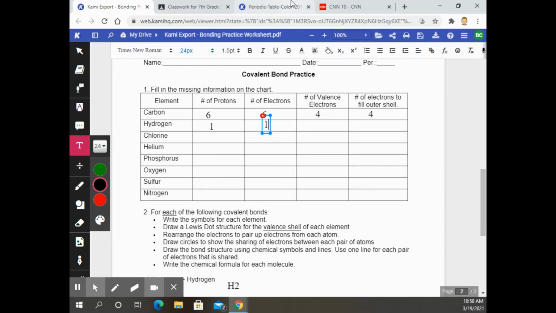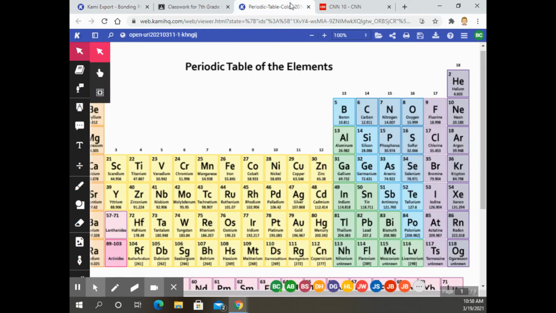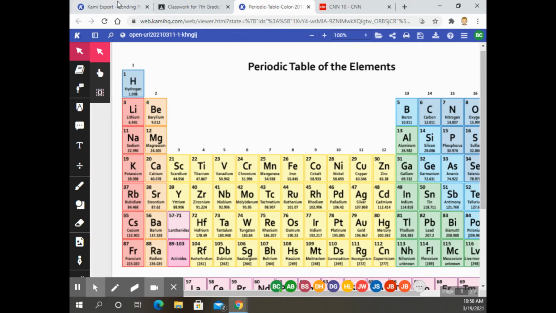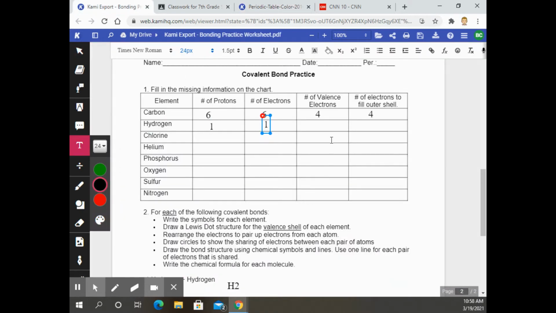What family is it in? It's in this first group. So how many valence electrons does it have? It's in the first group. How many valence electrons does it have? 1. Remember, guys, the group tells us the number of valence electrons. Okay? Now, and how many more does it need to fill that outer shell? Since there's only 2 elements in that first level, it only needs 1 more.